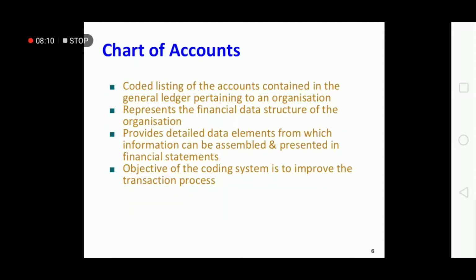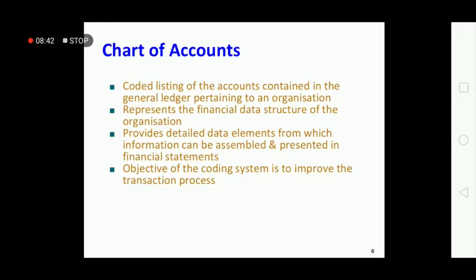Moving on, the next part is chart of accounts. So what is chart of accounts? Chart of accounts is a coded listing of the accounts contained in the general ledger pertaining to an organization. It represents the financial data structure of the organization. Chart of accounts functions as the primary reference for the recording and also accounting of expenditure and receipts of public money and public store.